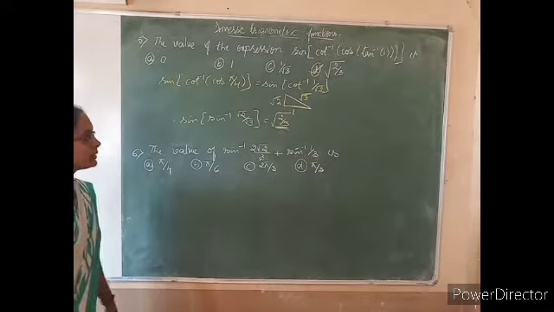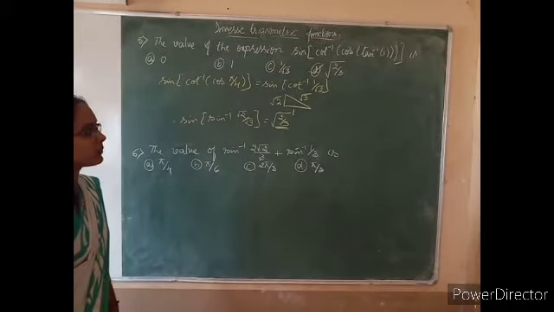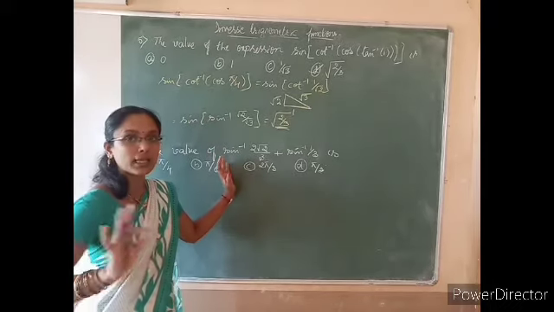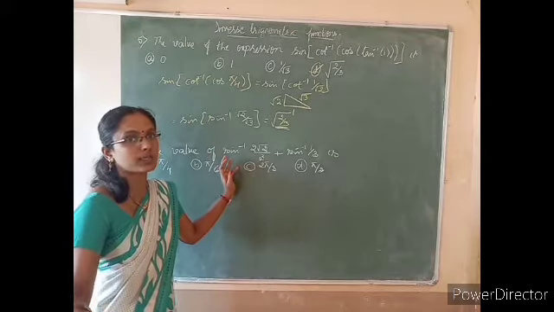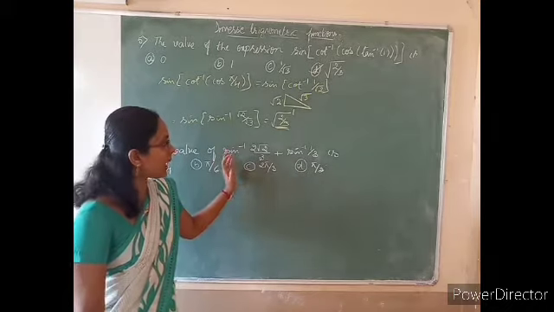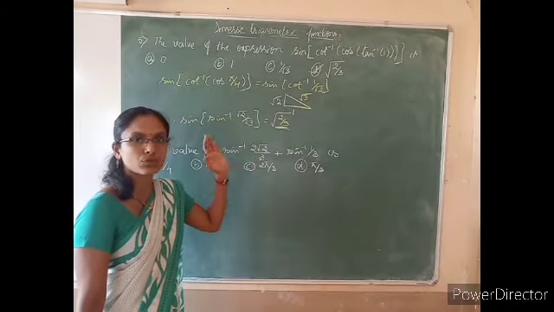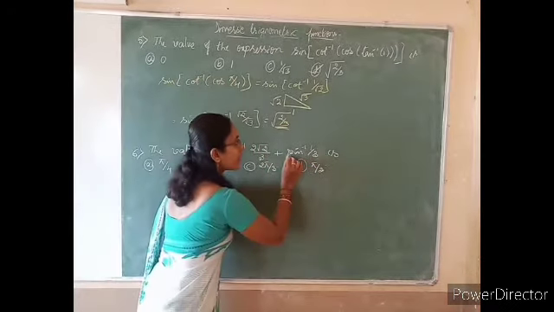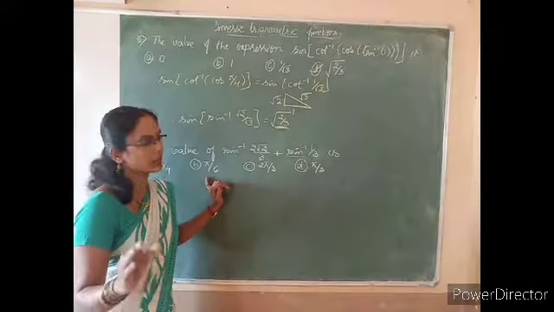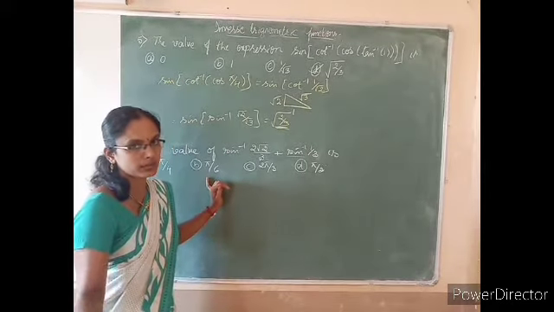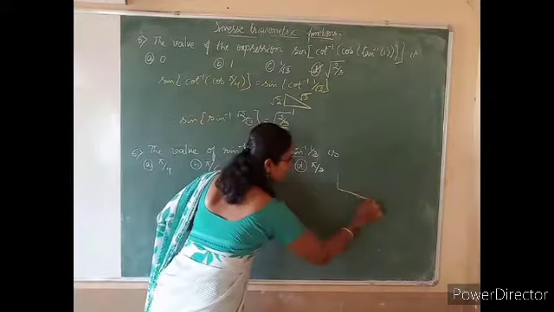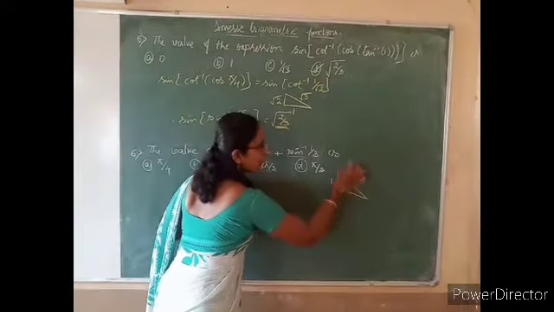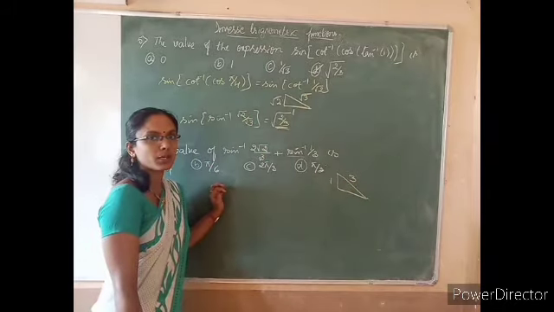In the next problem, the value of sine inverse of 2 root 2 by 3 plus sine inverse of 1 by 3. So we know that sine inverse of x plus cos inverse of x is equal to pi by 2. Therefore either you have to convert this sine inverse to cos inverse or that sine inverse to cos inverse. It's better if you take sine inverse of 1 by 3 as cos inverse of some number here. Again using the definition, sine inverse of 1 by 3: opposite is 1, hypotenuse is 3.